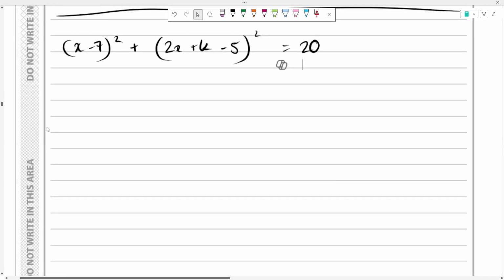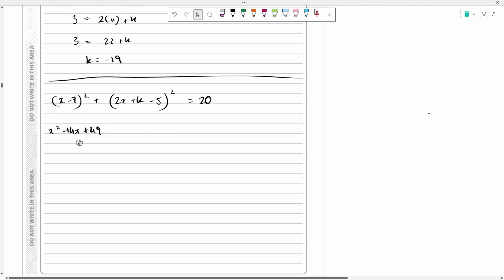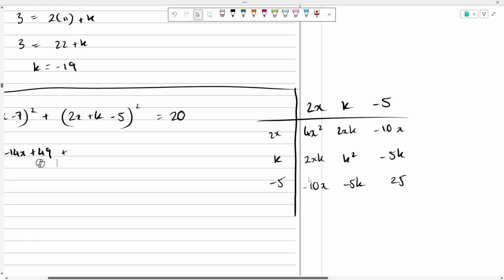And we're going to expand this out, and this is where your grid method is going to come really handy. This is going to equal x squared minus 14x plus 49. That's a simple expansion. Now this expansion here might be a bit more tricky, so to stay accurate, this is what you're going to use. 2x plus k minus 5. This will expand out to 4x squared, 2xk, minus 10x, and this will be symmetrical down here. k squared in the center, minus 5k on these 2 bits, and then 25 in that bottom right corner. We're going to write this down and simplify as we go.